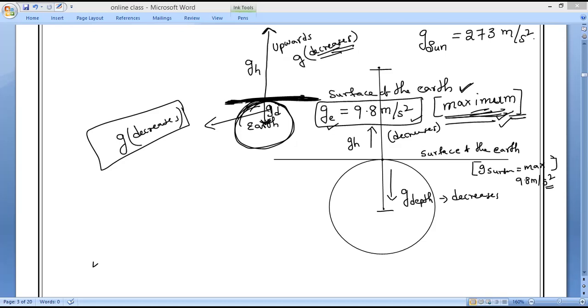Is it okay, guys? Are you clear now? Any doubt? Let me know. Please respond. So where is it maximum? Only on the surface. So that you should remember.